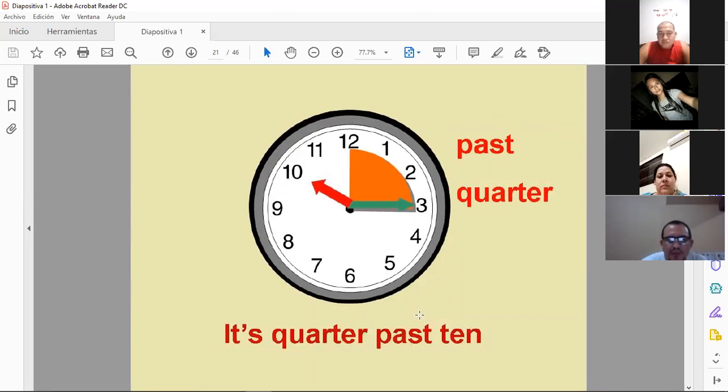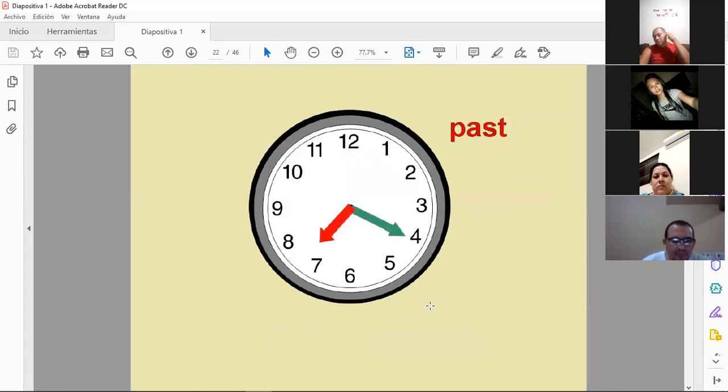This is where I was telling you, look, here they say it's quarter, others say it's a quarter. In American English, a quarter. Okay, quarter. That's it. Continue. This is for Roberto Quijano. What's the time, Robert?